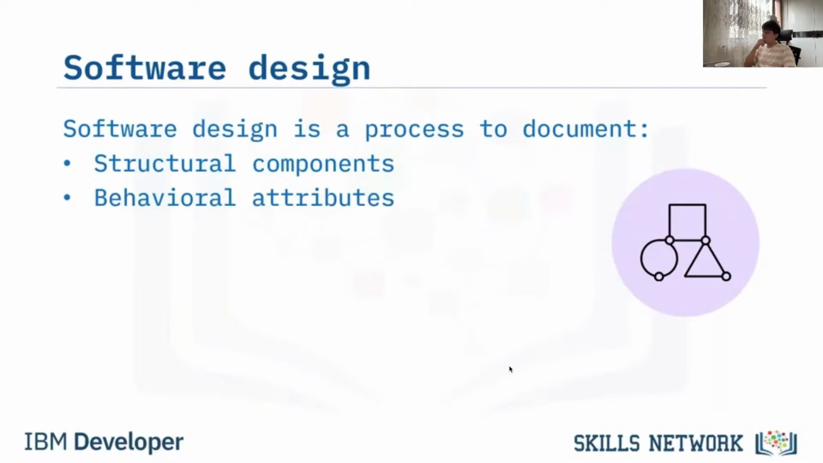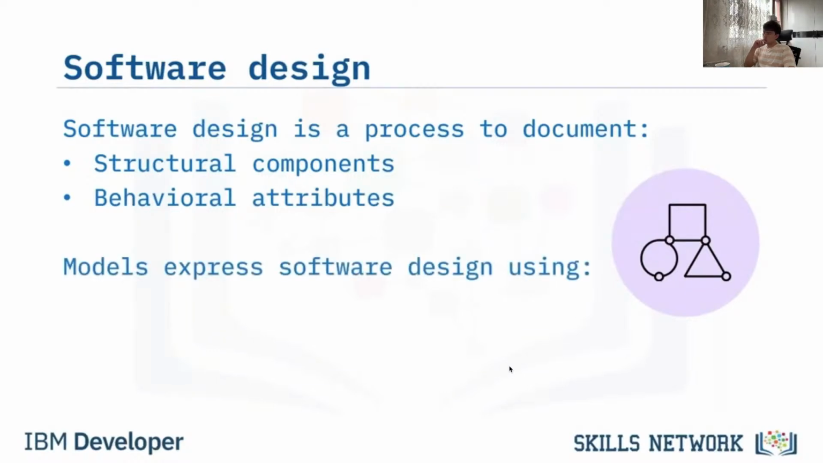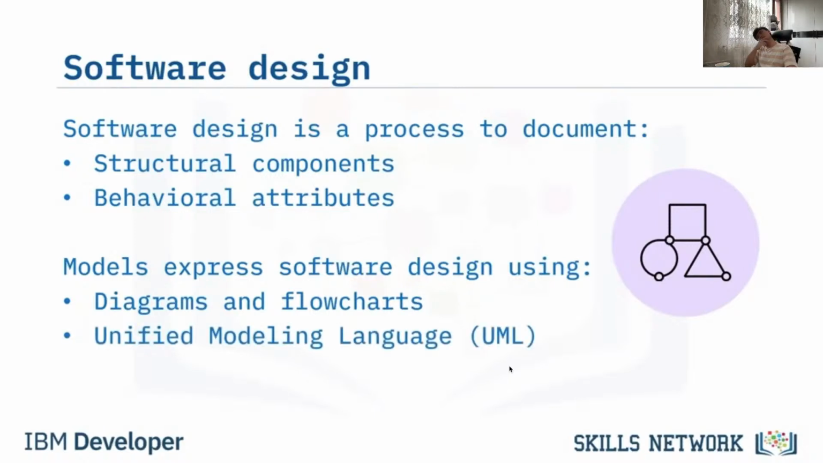before it can be developed. One of the key activities of the design process is modeling the software to express its design. This involves creating visual or diagrammatic representations of the bigger software solution and its subcomponents, as well as the interactions between them. This can be done using simple flowcharts or more standardized methods like UML.